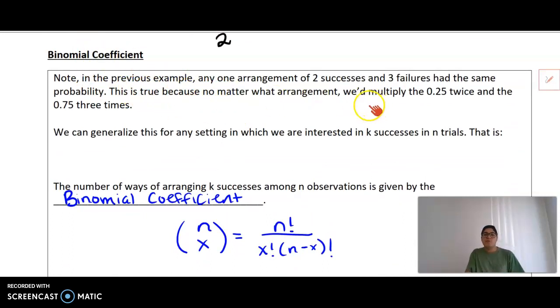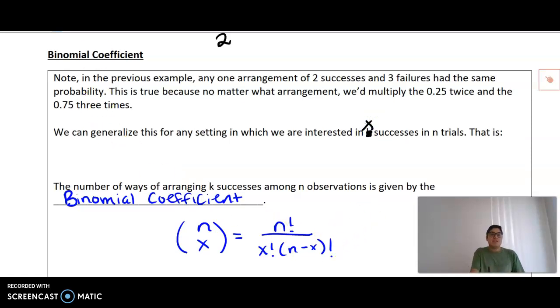Now, in the previous example, any arrangement of 2 successes and 3 failures had the same probability, because that was true no matter what the arrangement was. We multiply the 0.25 twice, and we multiply the 0.75 3 times. Well, we can generalize this in any setting where there's k successes and n trials. And we're not going to use k, we're actually going to use x successes, because I'm looking for the probability that x is this.